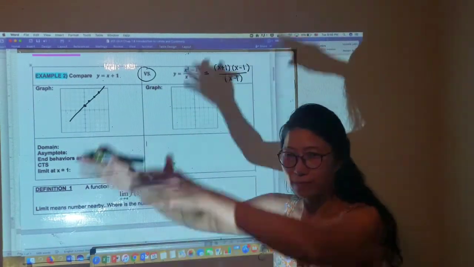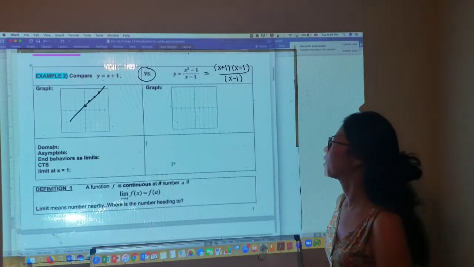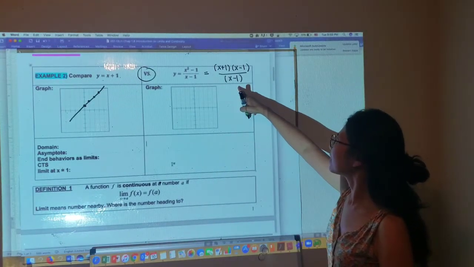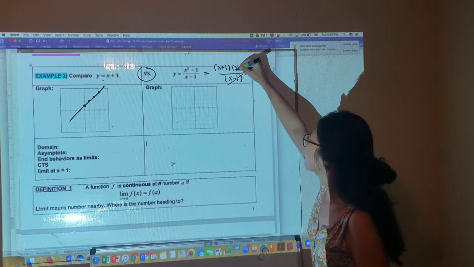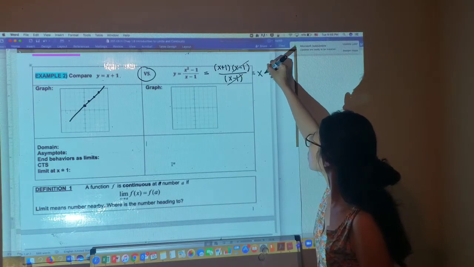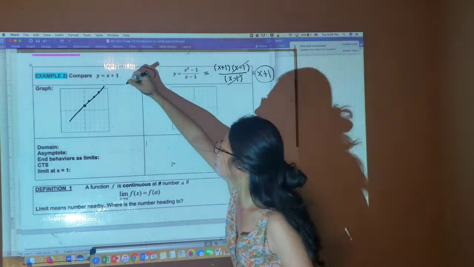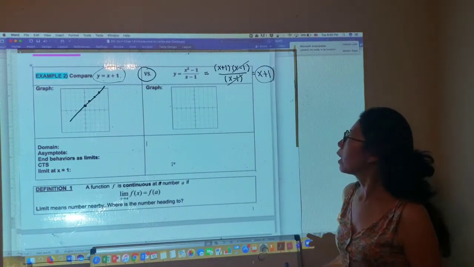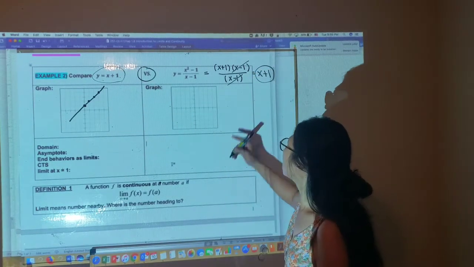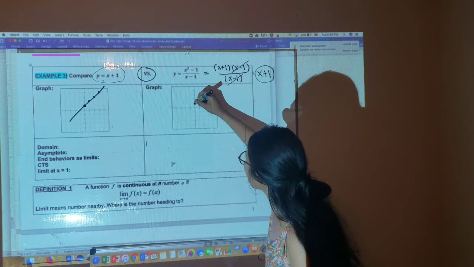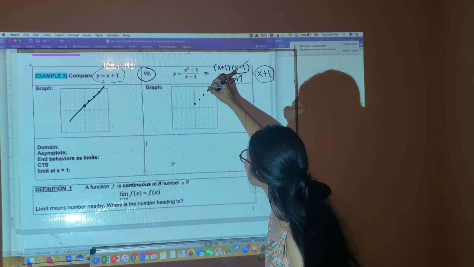Okay. Now you see how I record. I'm going to factor, and as you see, this cancels out, then my equation turns out to be the same. Does that mean we have the same graph? Yes, actually we do have the same graph, so I'm going to draw x plus 1.